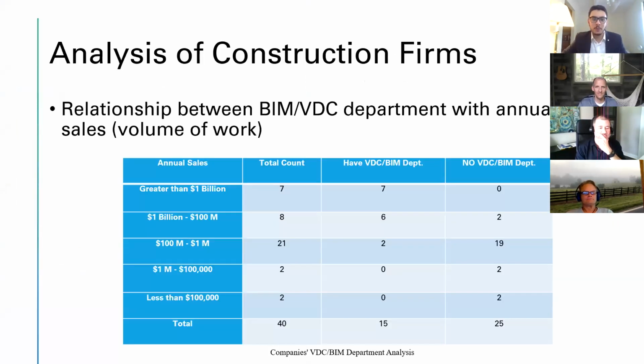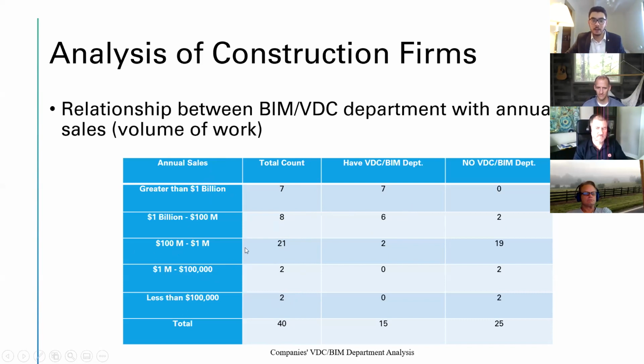So as I mentioned previously, we did an analysis about the relationship between having BIM VDC departments and annual sales of work. This is the annual sales of work that the companies had, and this is the total count of people, kind of what Professor Kim just asked for, of the number of people in that category. As you can see, the companies that were greater than $1 billion, 7 out of the 7 companies said that they had BIM and VDC departments. The companies from $100 million to $1 billion, there were 8 companies that responded, and 5 of those said that they have VDC departments, 2 said they don't.